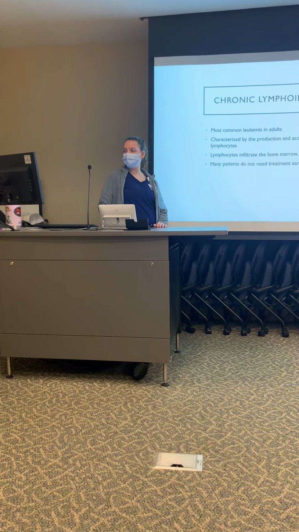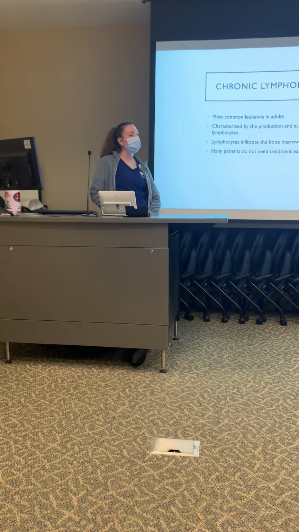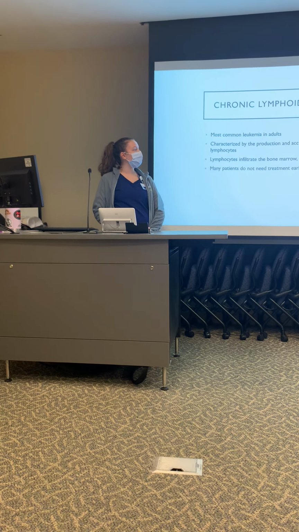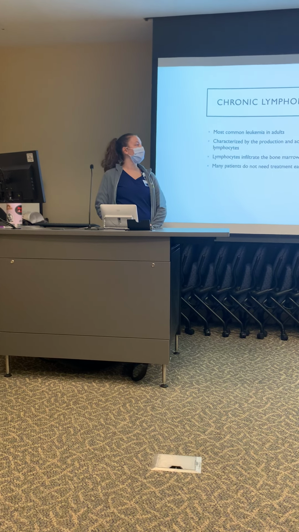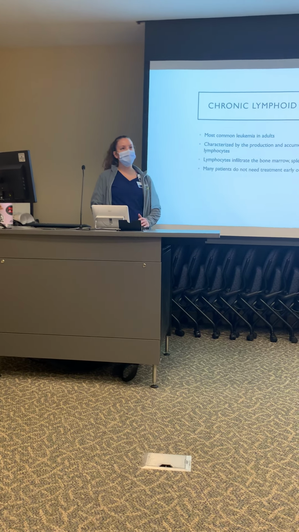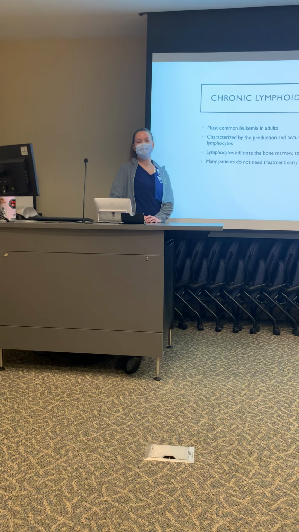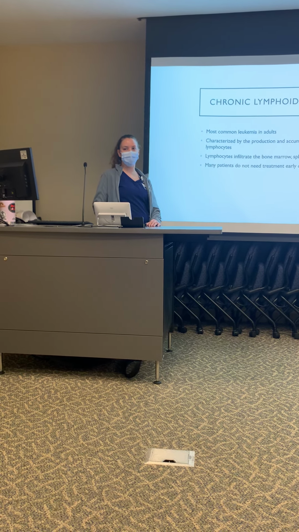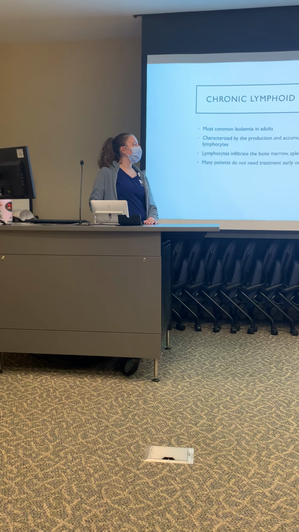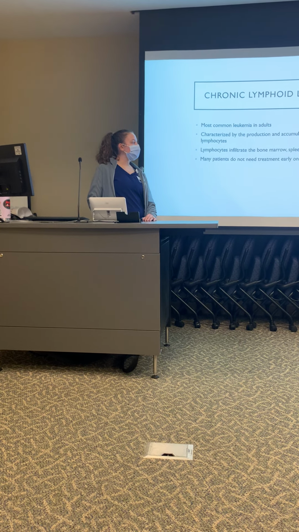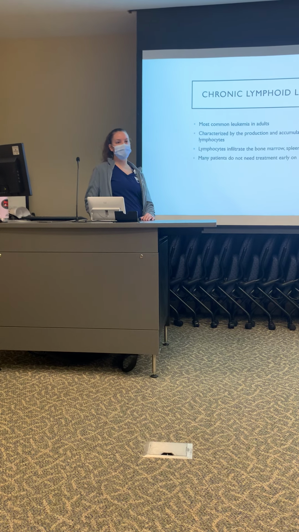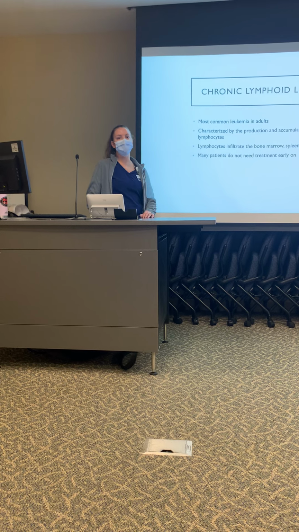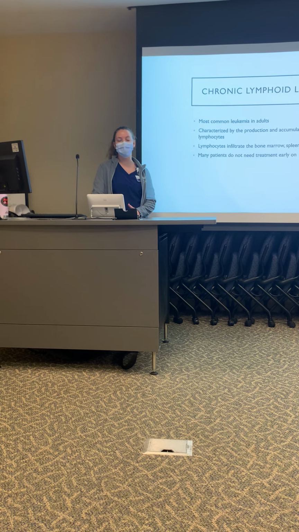Chronic lymphoid leukemia is the most common leukemia in adults. It is characterized by the production and accumulation of mature appearing lymphocytes. What that means is that these lymphocytes appear like they're mature and that they'll fight your infections, but in reality, they don't function properly to fight that infection. They will infiltrate the bone marrow, spleen, and liver, and many patients don't need treatment early on. Just like CML, it may be years before symptoms do appear.